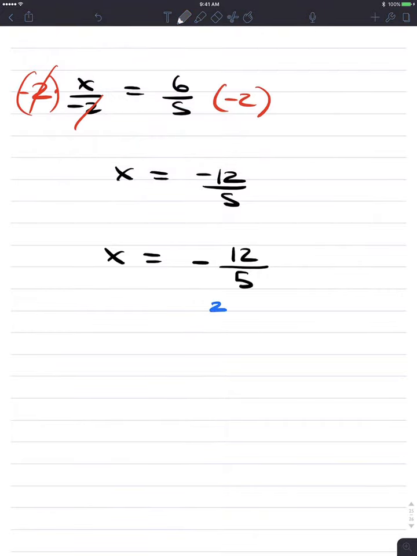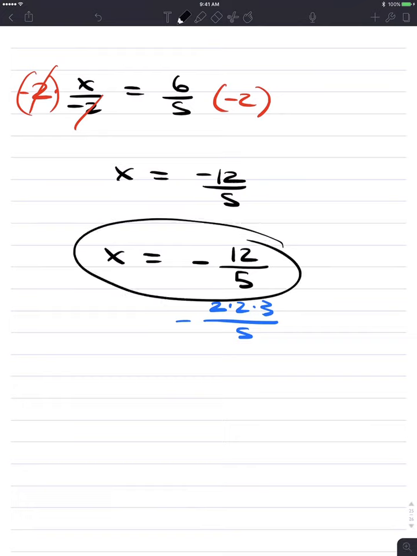12 is written as 2 times 2 times 3. The 5 can't be broken down because it's prime. So the 5 can't be broken down, your 12 can be. I got 2 times 2 times 3, which is 12. Notice, even though this fraction is negative, nothing cancels on top. The 2's, the 3's, and the 5 don't cancel. What this means is we're done. Your answer is negative 12/5 for x.